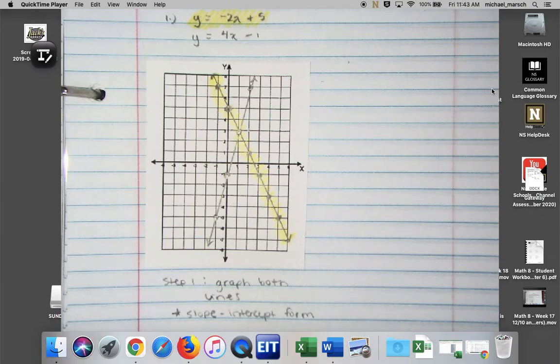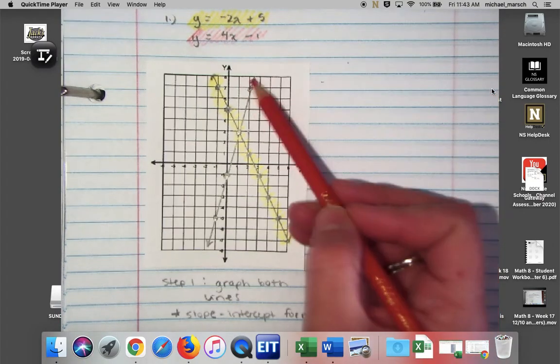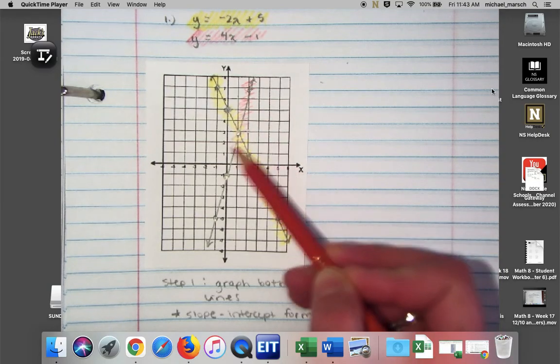I'm going to use red here. I have found the intersection. I'm going to use red to highlight this line.